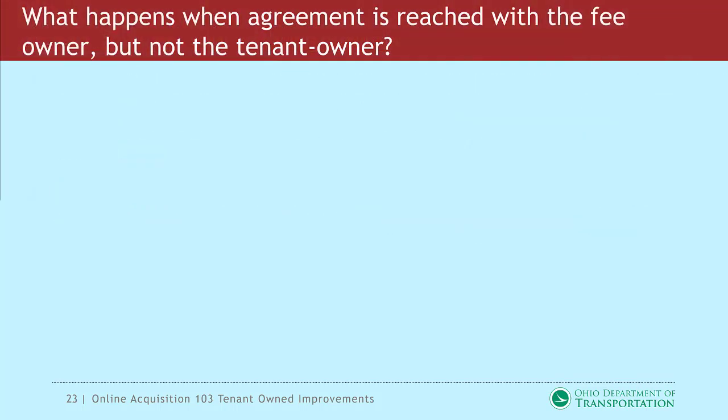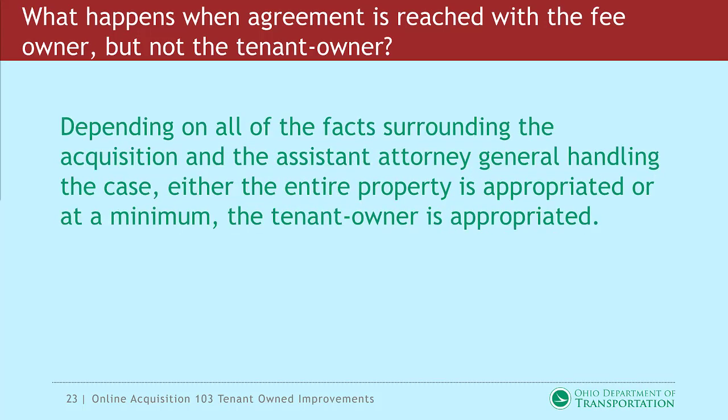Those are those examples. What happens when the agreement is reached with the fee owner but not the tenant owner? Depending on all of the facts surrounding the acquisition and the Assistant Attorney General handling the case, either the entire parcel is appropriated or at a minimum, the tenant owner is appropriated. It relies upon the Attorney Generals to make that decision. But generally, the entire parcel will go into appropriation, and then the Attorney Generals will make the decision if they need to make the separation or not.